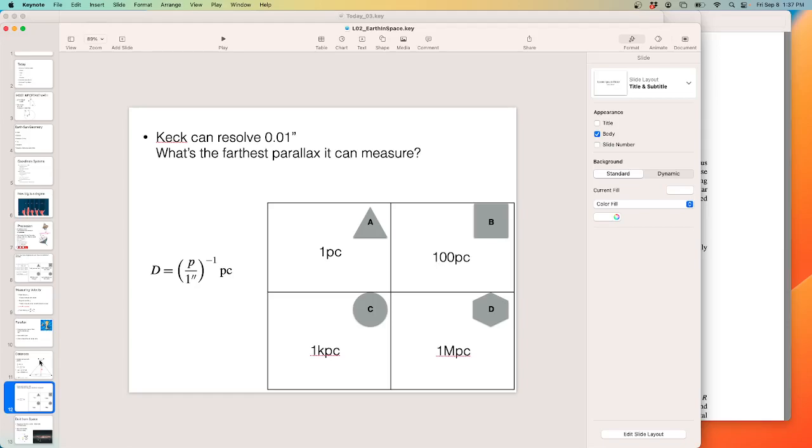Okay, while I'm doing this, we can all read the question up there. So the Keck telescope is one of the largest telescopes in the world, and it has an angular resolution. Say again, everybody? Has an angular resolution of 0.01 arc second. Remembering the parallax formula, what's the furthest thing that it can see? Is it a parsec from us, 100 parsecs from us, a kiloparsec from us, or a megaparsec from us? So everybody take a second and think.